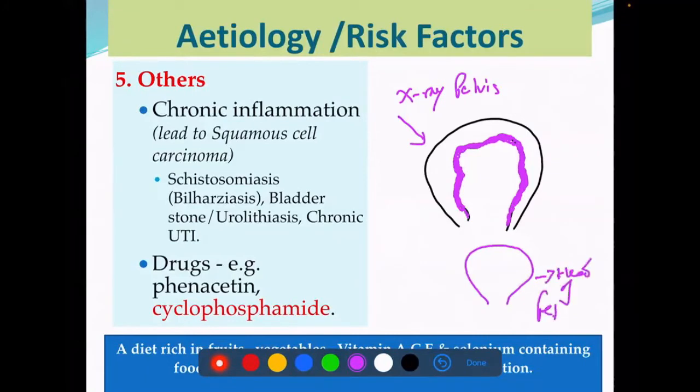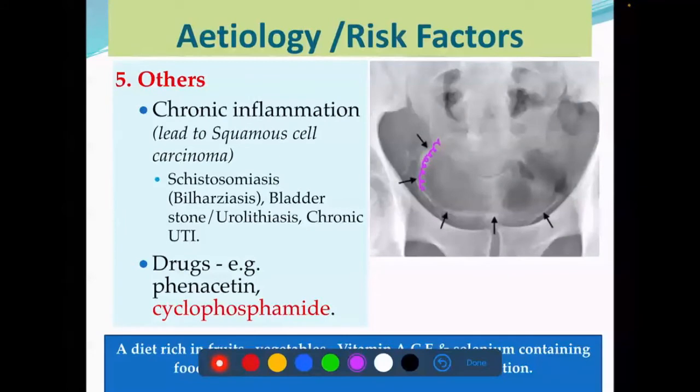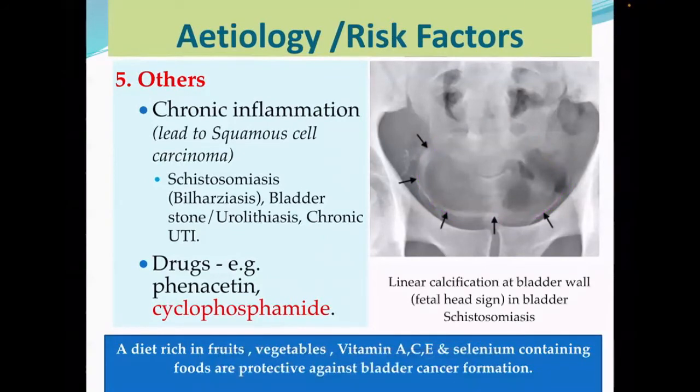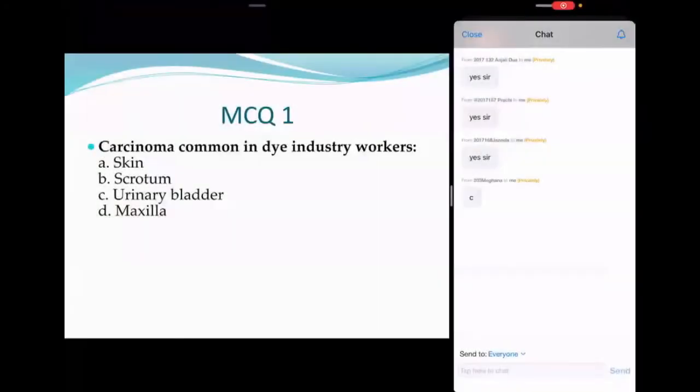head of the fetus. You see the linear calcification is seen in X-ray, and this is said to be fetal head sign. Okay, some strains are common in South Asia and Africa, but mostly they are found in the Middle East.